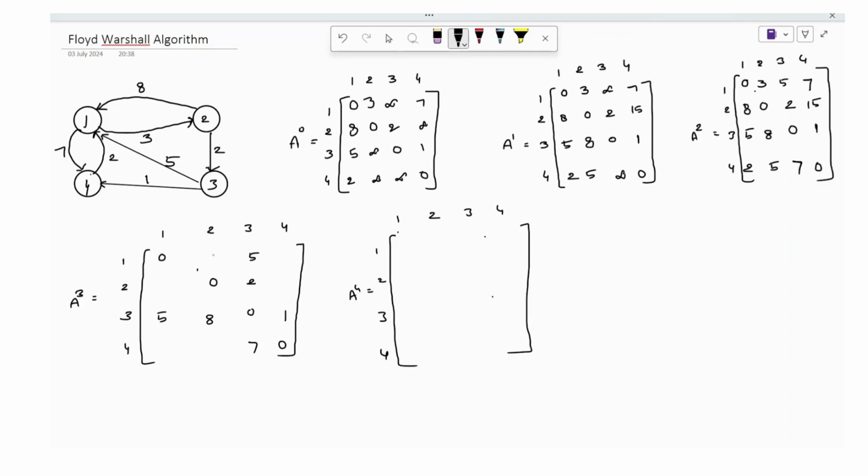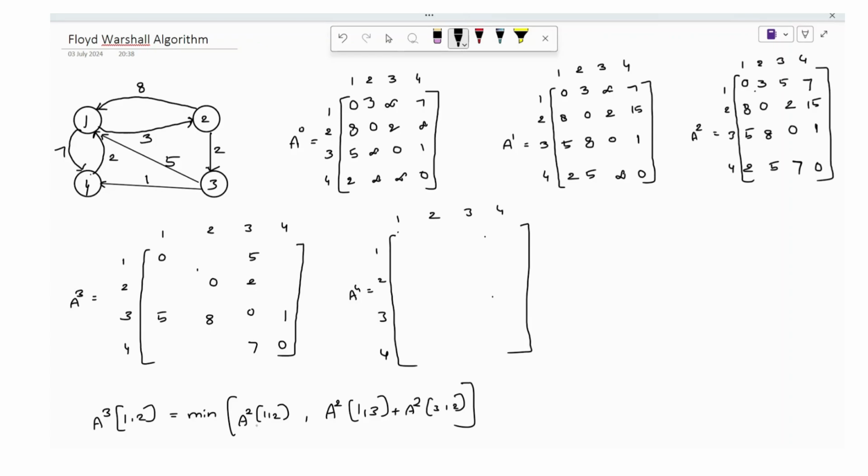So I have to calculate the distance from 1 to 2 through vertex 3, right? So basically A3 of 1 comma 2 will be equal to minimum of A2 of 1 comma 2, comma A2 of 1 comma 3 plus A2 of 3 comma 2. Basically I am calculating the distance through vertex 3.